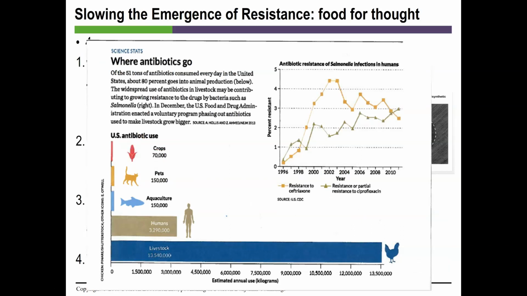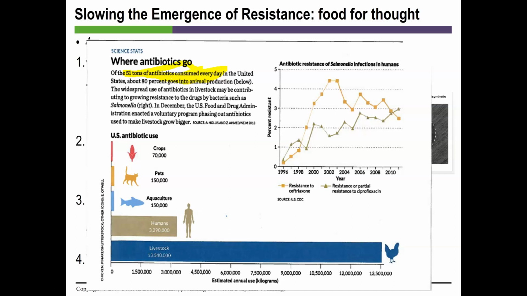This is just a little bit of food for thought. It's an image that I took from Science News a few years ago, and it's showing where we're using antibiotics here in the United States. And we use quite a lot. It says there's 51 tons consumed every day in the US. Okay, 51 tons. That is a lot.